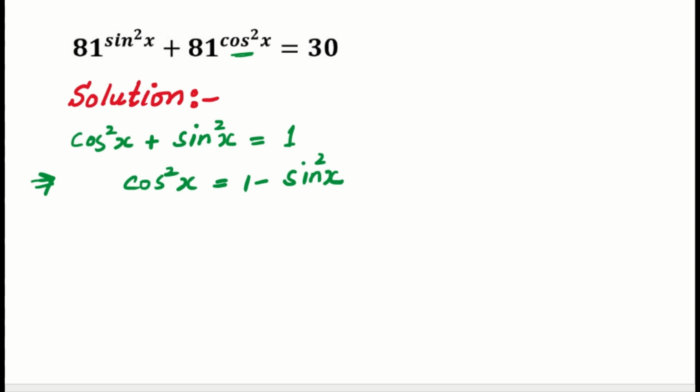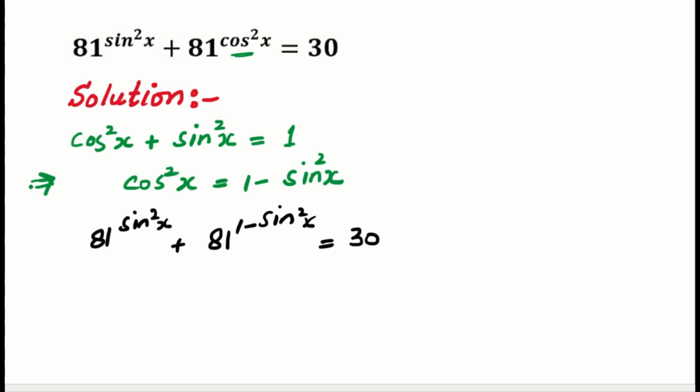So we will plug in the value of cos square x in the given equation. Then our equation will become of the form 81 to the power sine square x plus 81 to the power 1 minus sine square x is equal to 30. So here we will make a substitution.